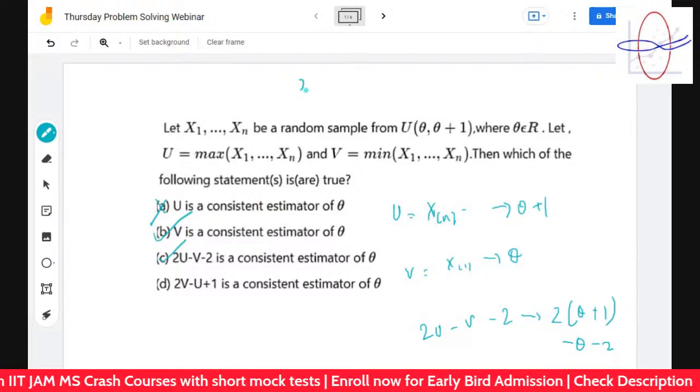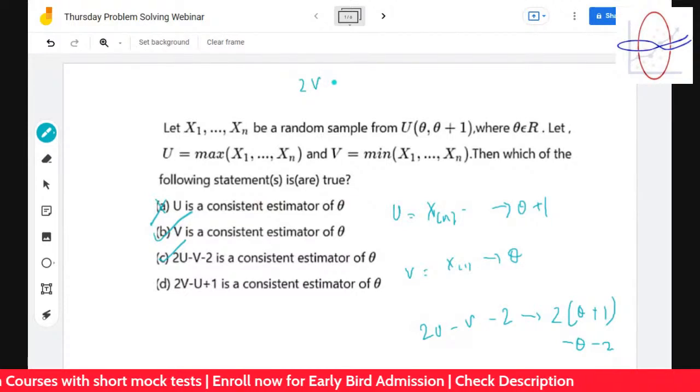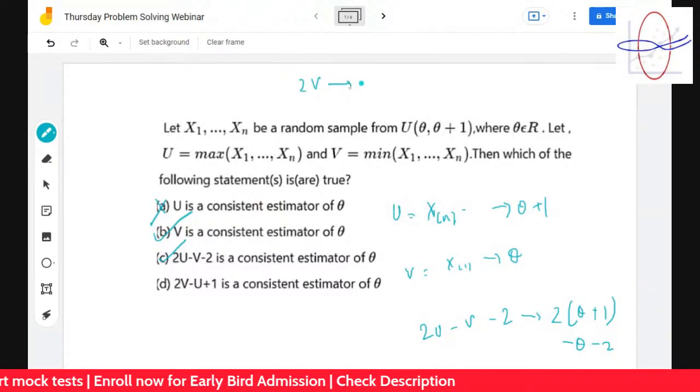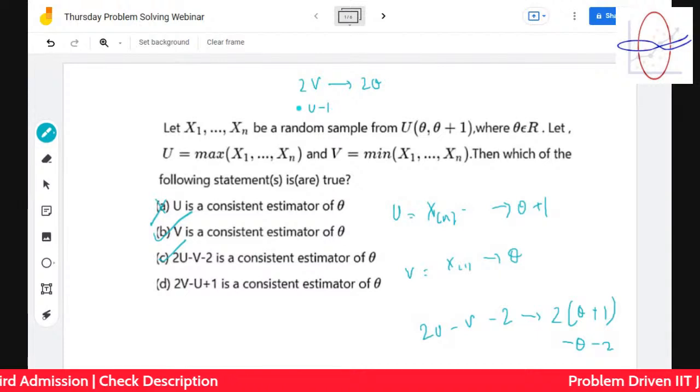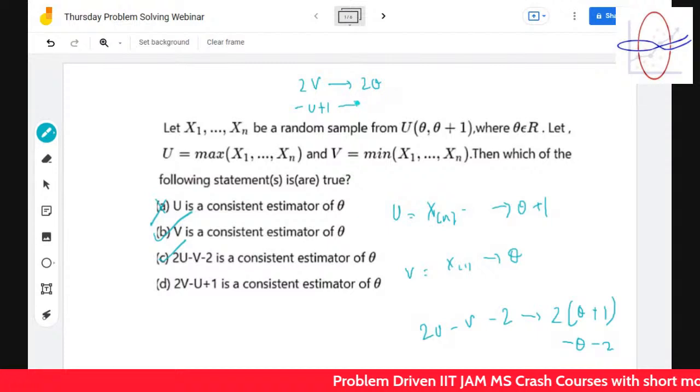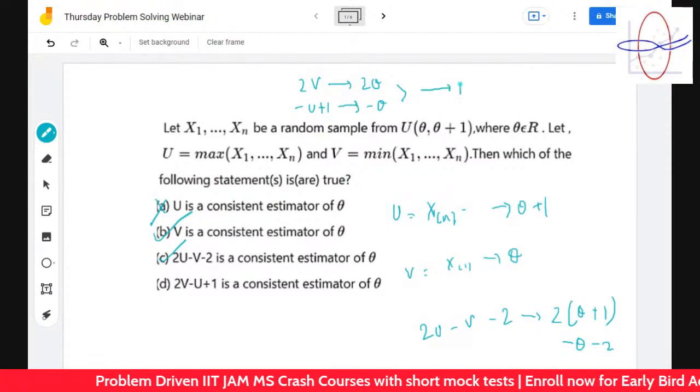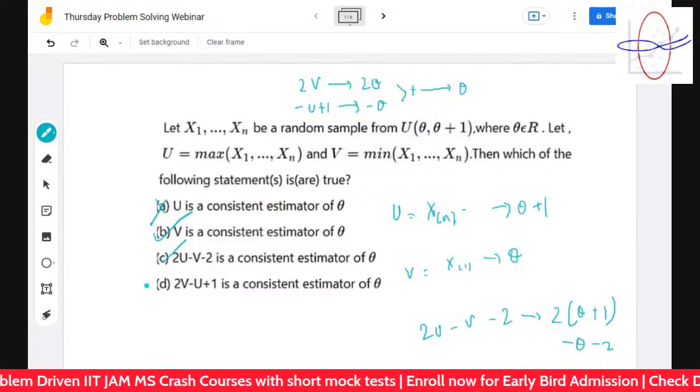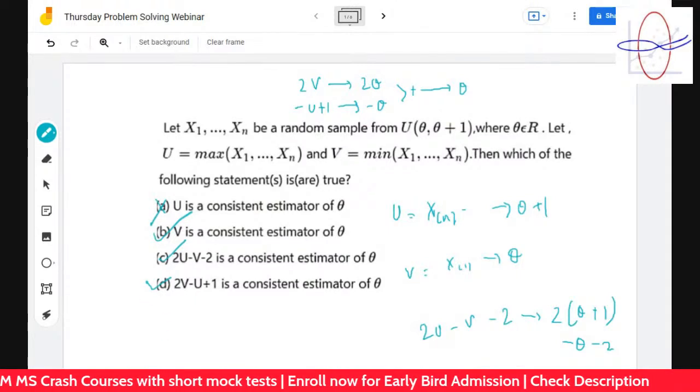Let's check this. 2V goes to 2 theta, and U minus 1 goes to minus theta. So both of their sum will go to theta. Therefore this is also consistent. Did you get it, guys?